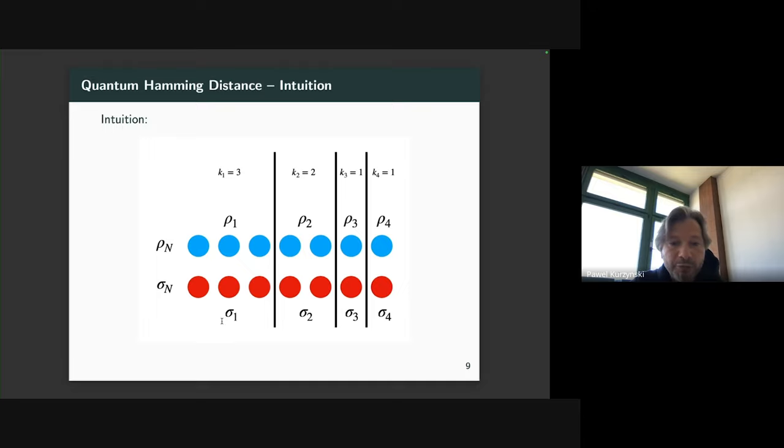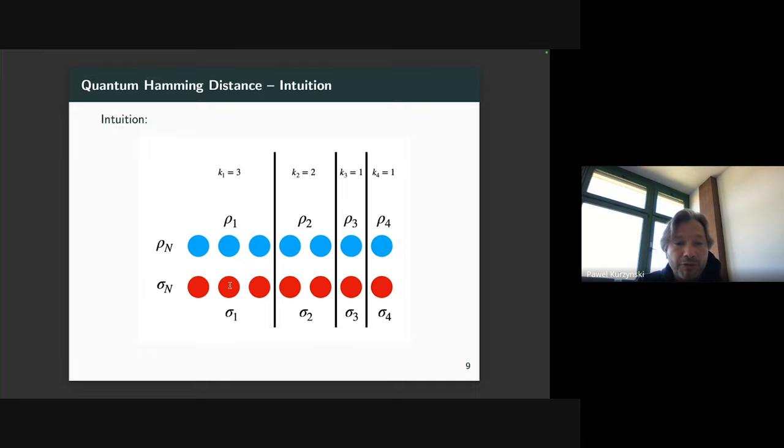And in case of the second preparation, it's sigma one, sigma two, sigma three, and sigma four. And right now what you do, you calculate the distance between the partitions. So you calculate the distance between rho one and sigma one. And actually you can use any distance. They used this standard Bures distance, so they use fidelity, but you can use something else.